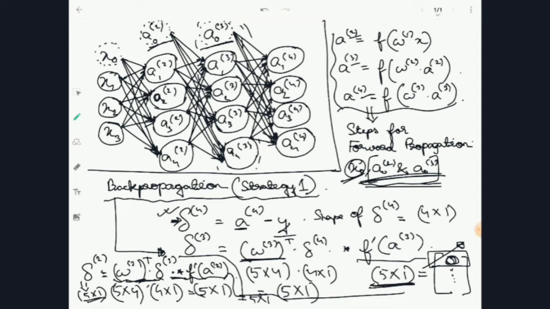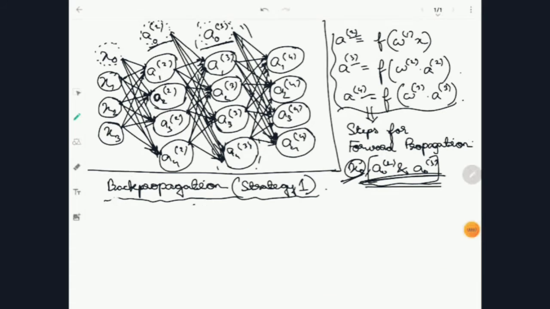So you have obtained del 4, del 3, and del 2. Now you will proceed to finding the gradients. Now you have with you del 4, del 3, and del 2.